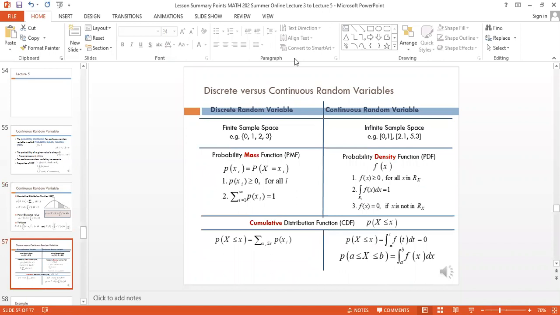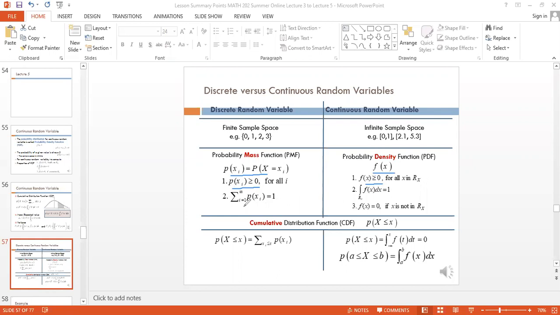So for the discrete random process, we have discrete values like x equals 0, 1, 2, 3, 4. But in a continuous random variable, we have an infinite sample space, which is over an interval. So from 0 to 1, you have an infinite number of values within the interval. And for a discrete mass function, that's the PMF, the probability is usually written as p of xi, whilst for the probability density function, we prefer using f of x. And for the same properties, where p of xi is always greater than 0, here we write f of x is also greater than 0 for x within the domain Rx.